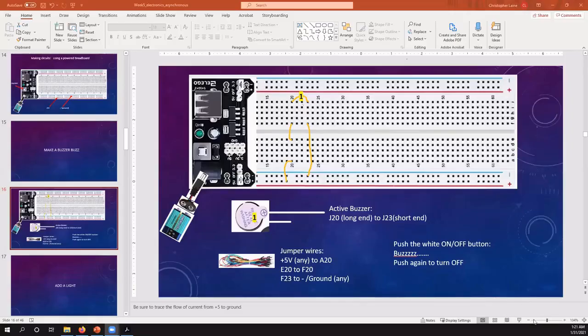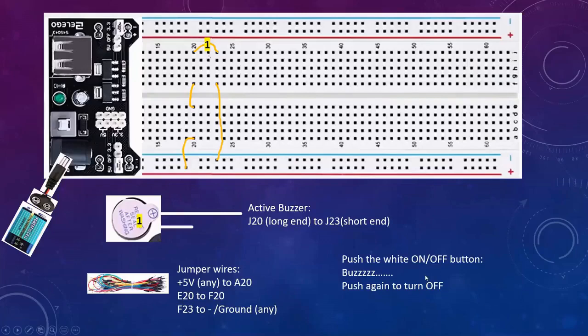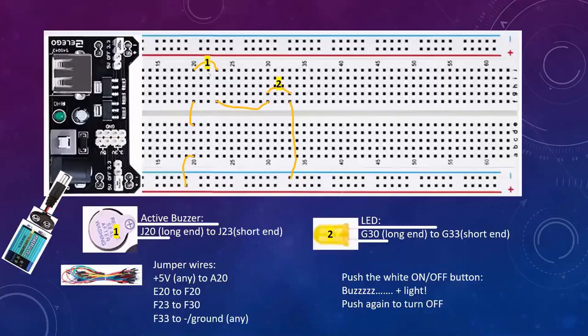Now we're going to make it a little bit more complicated. Let me go back to the PowerPoint here. Okay, so this is the circuit we just did for reference. Now we're going to add a light. So just having a buzzer is cool, but having a light go on at the same time is even better.